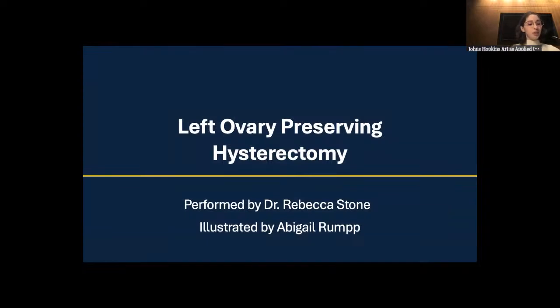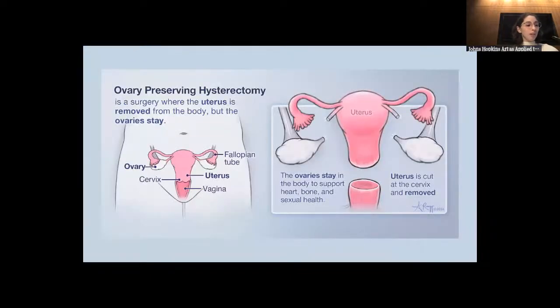For my second surgery, I observed a hysterectomy preserving the left ovary with Dr. Rebecca Stone. The ovary is typically preserved during the procedure to maintain hormonal function, as well as reducing associated risks like osteoporosis or cardiovascular disease.